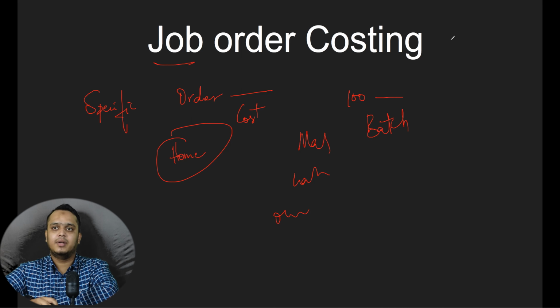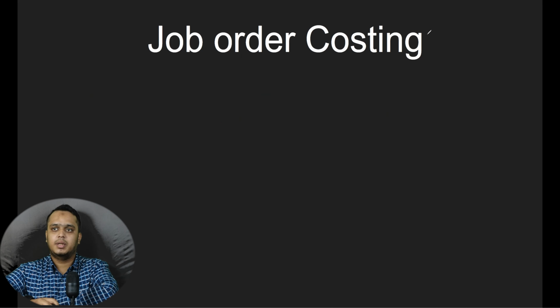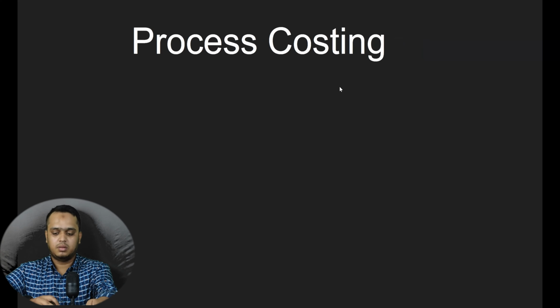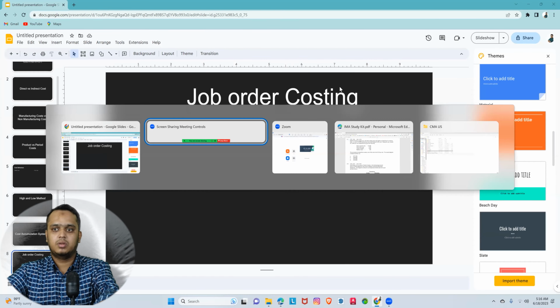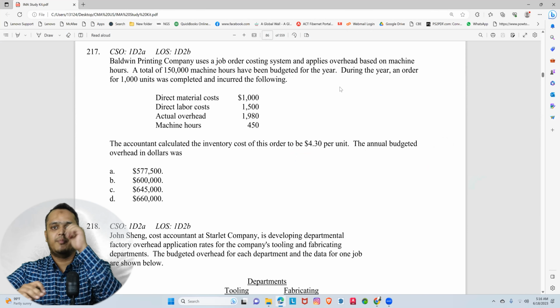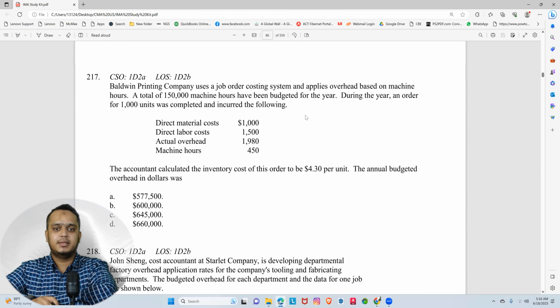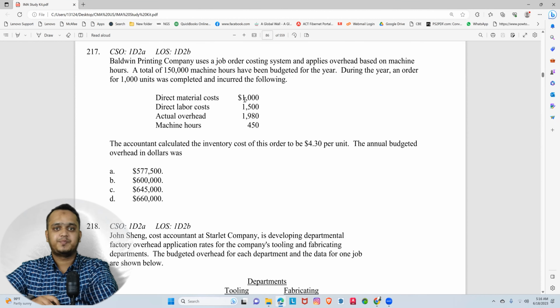In fact, I have planned a few questions for this job order costing. I just jotted them down and put them there, so let me go ahead and have a look at it. Okay, process costing, we are coming towards it. Before that, let us go towards solving a question. Yeah, here it is. I hope that this is properly visible to you guys. This is a question based on job order costing.